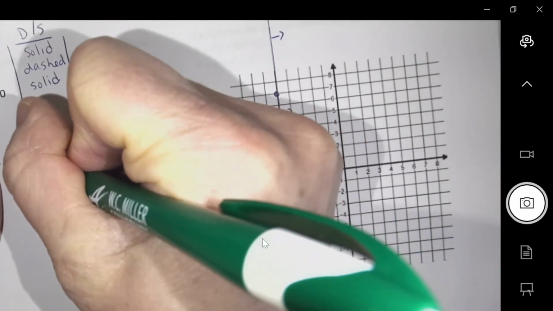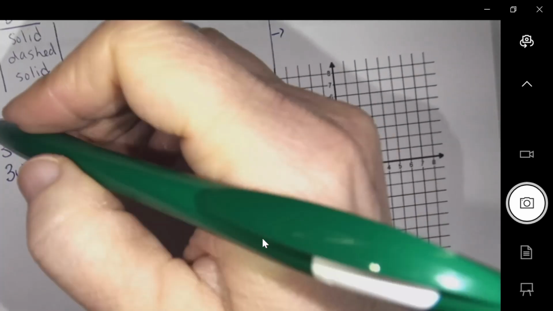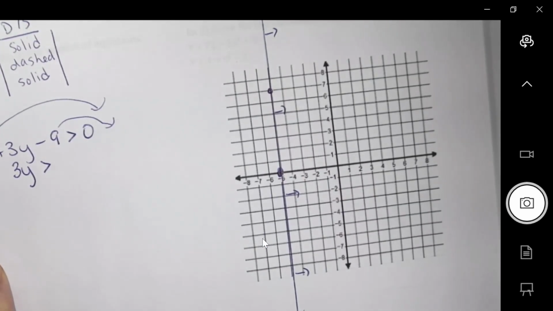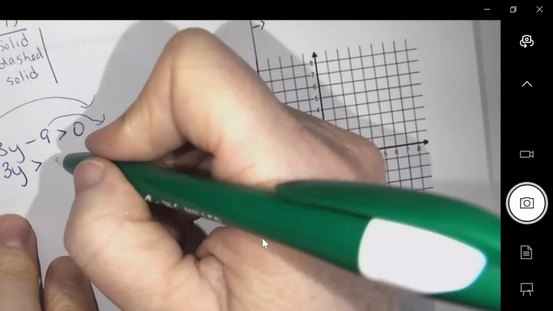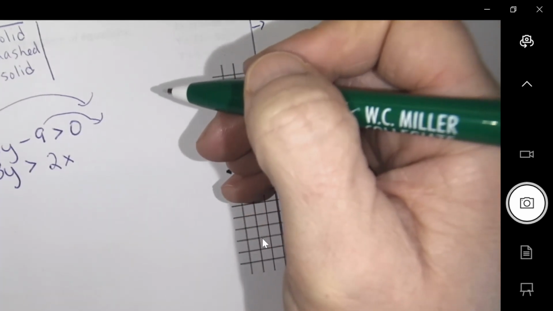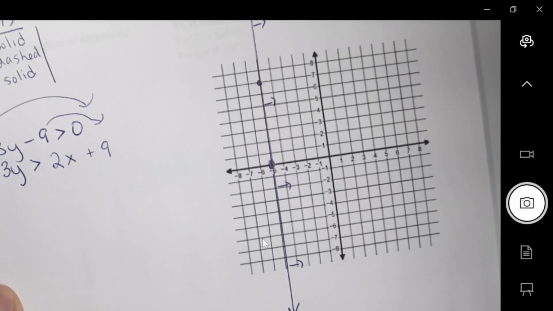3y greater than. I want you to move the x and move the number because I'm trying to line it up: y equals mx plus b. What happens to the x on the other side now? Positive 2x. What happens to the number? Plus 9. So there's step 1, algebra. Move the x stuff, move the y or the number stuff.